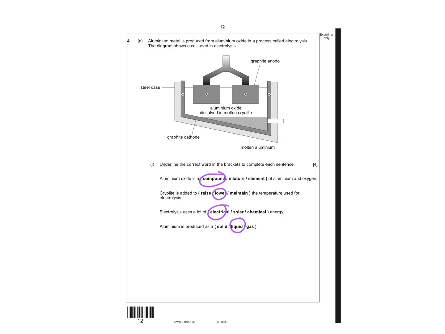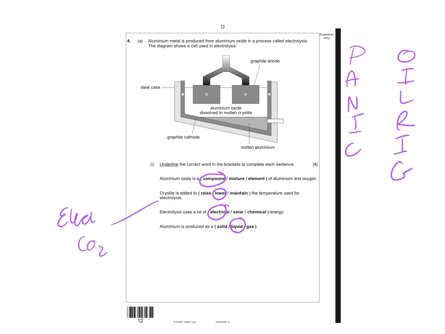Blank page. Then we're looking at electrolysis. Remember, straight away you should be writing PANIC and OIL RIG, just so you've got them to help you complete electrolysis. Aluminium oxide is a compound of aluminium and oxygen. Cryolite is used to lower the temperature, so less CO2 is used, less electricity is used. Okay, electrolysis uses a lot of electricity energy. Aluminium is produced as a liquid. Okay, molten means it is melted, so that means it is turned from a solid to a liquid.